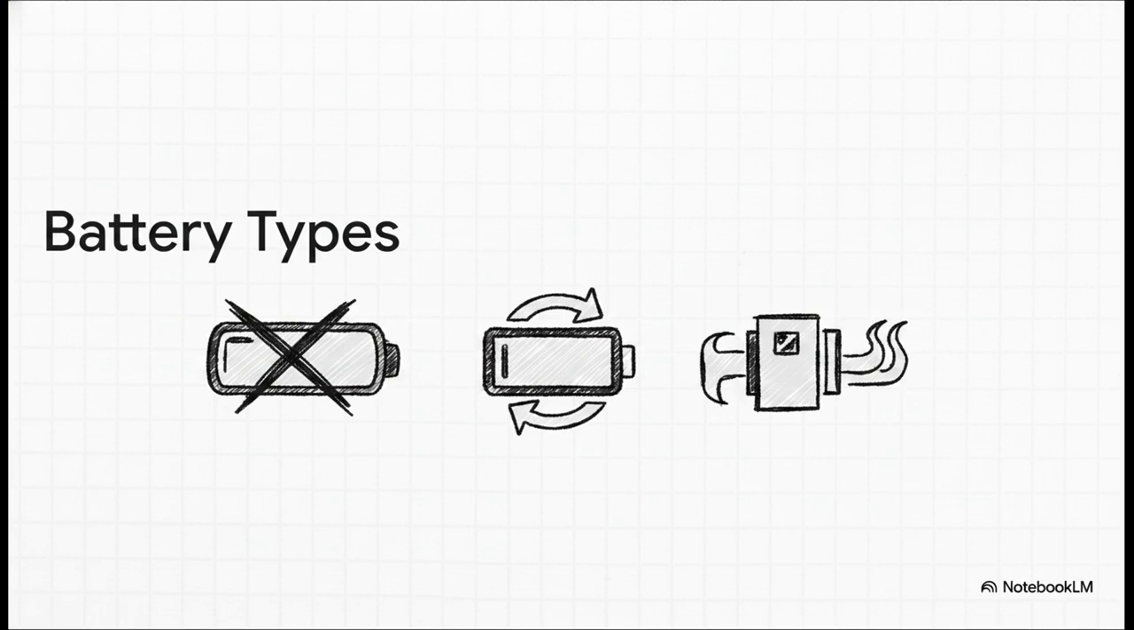Primary cells are your standard single-use batteries. Once the chemistry is done, they're dead. Secondary cells feature reversible reactions, so you can plug them into a wall to push the electrons backward and recharge them. And then we have fuel cells, which operate continuously as long as you keep feeding them fuel.